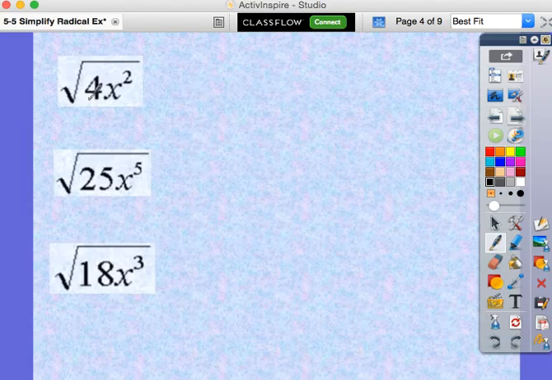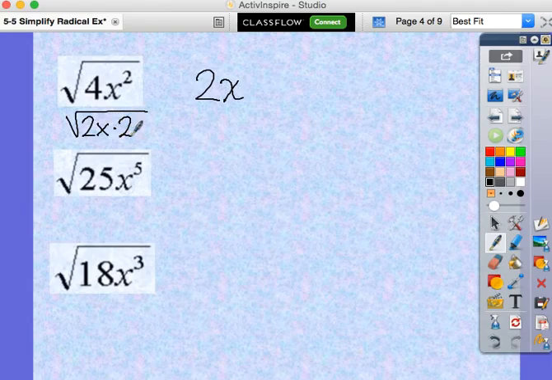Let's look at this one where we've got a coefficient right now. We know the square root of 4. What is it? 2. It's 2, and the square root of x squared is just x. See, if you were to split this up, you could say that 2x times 2x is 4x squared, right? 2 times 2 is 4. X to the 1st times x to the 1st is x to the 2nd. So what times itself is 4x squared? 2x. 2x times 2x is 4x squared. So it comes out as the radical is just 2x.